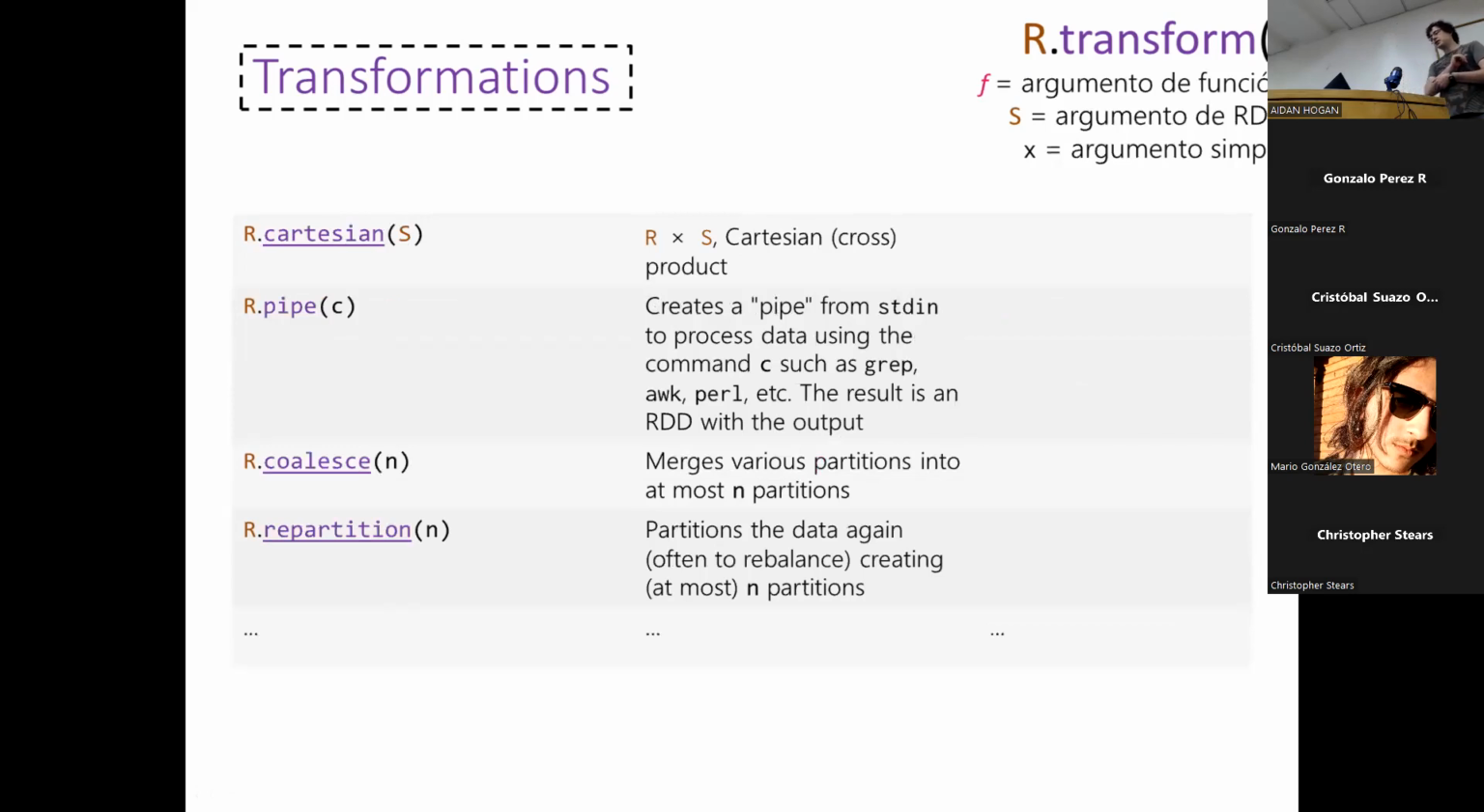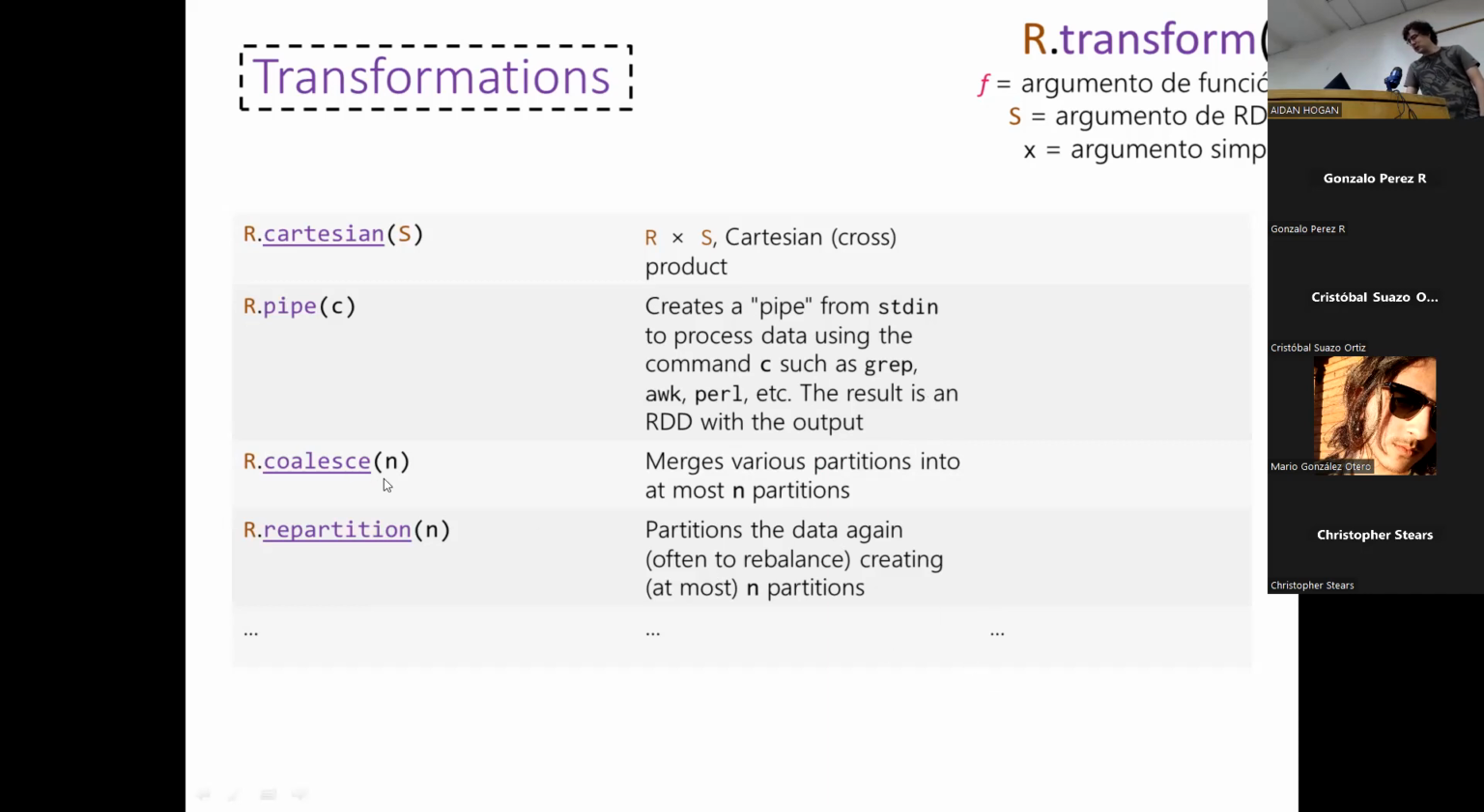Then we have Cartesian product, which allows us to apply the Cartesian product of R and S. Use carefully, please. Or pipe, which allows us to create a pipe from standard in. So this allows us to do some hacking where we can process data in an RDD using command line tools like grep or awk or perl or whatever we would like. And the result then is an RDD with the output of the pipe.